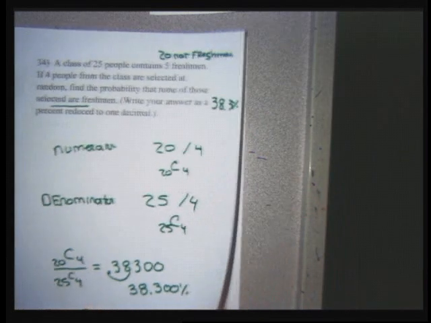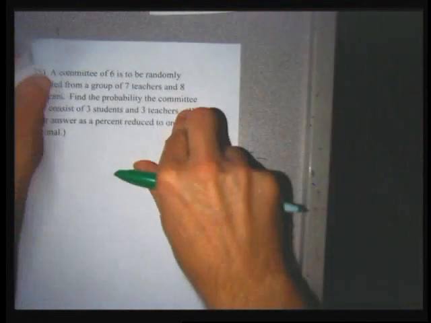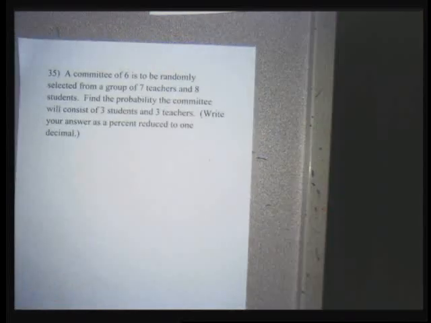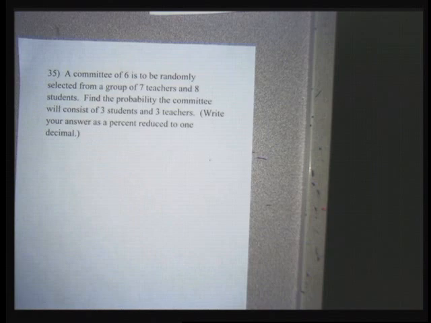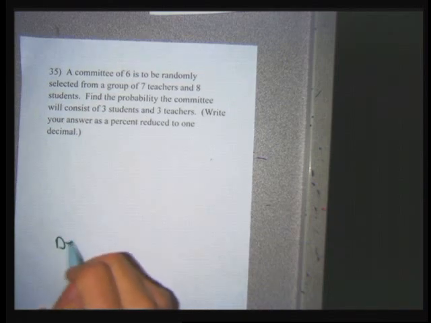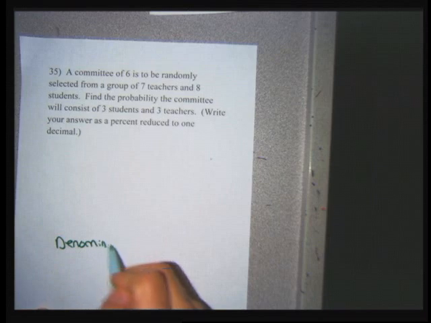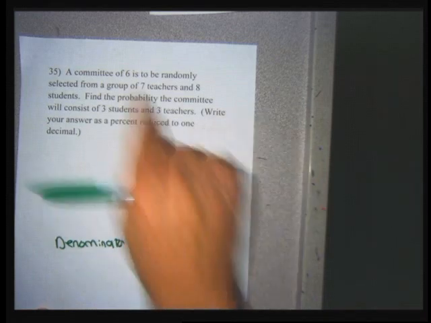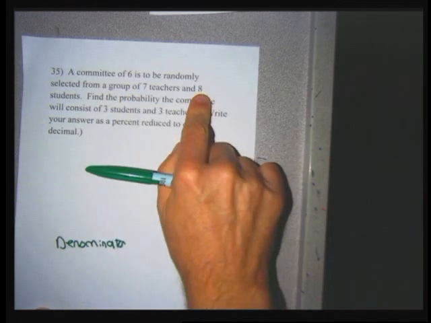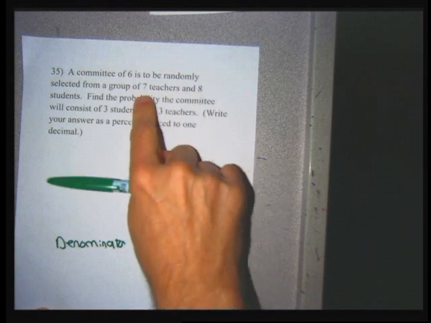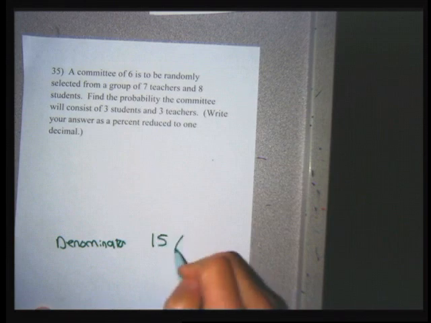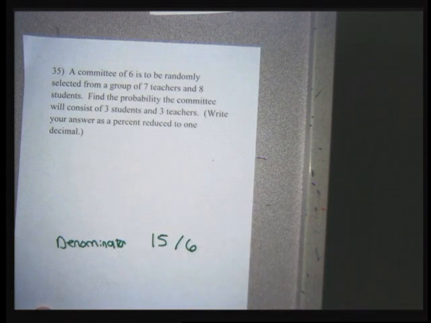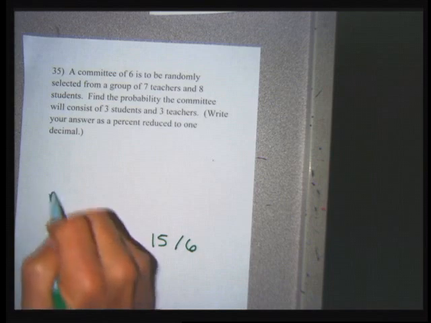Two more, I think. One more, I think. So, a committee of 6 is going to be randomly selected from 7 teachers and 8 students. So, the denominator, what could happen: I'm selecting 6 from the 15-member group, 7 teachers and 8 students. So I can get any 6 of the 15.